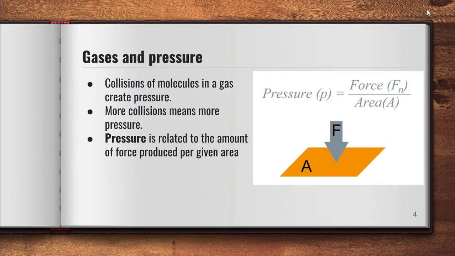So when we talk about gases, the collisions of molecules in a gas create pressure. If you remember, gas molecules are very, very far apart, in particular when compared with solids and liquids. The more collisions that occur means that there's more pressure, and pressure is related to the amount of force that is produced per given area. So if a gas is compressed, we have a large number of gas molecules in a small area, the force is going to be higher, the area is less, therefore the pressure is greater. If we have a large room with not much gas in it, the area is large and the force is small, so the pressure is lower.